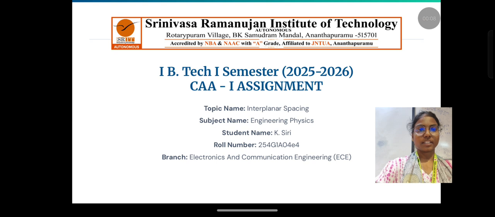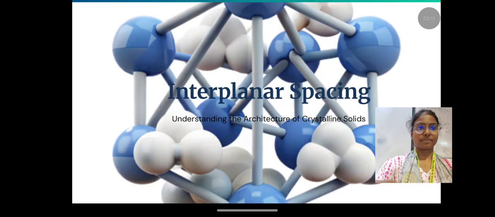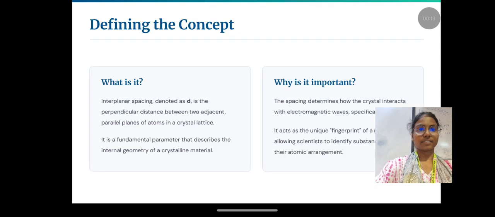Today my topic is about interplanar spacing. What is interplanar spacing? Interplanar spacing, denoted as d, is the perpendicular distance between two adjacent parallel planes of atoms in a crystal lattice. It is a fundamental parameter that describes the internal geometry of a crystalline material.